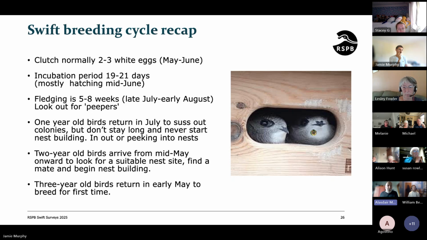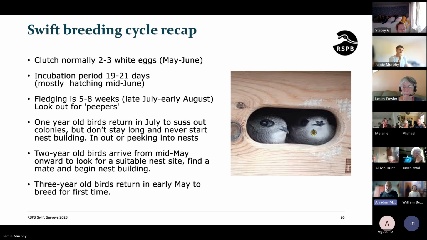The different ages of swifts come back at different times. So the 1-year-old birds will tend to come back in July to look for possible nesting sites. They're often attracted to callers, often interested in what's going on at existing nests. They usually won't go into a nest for very long. They'll often just nip in, have a quick look and come out. Or in some cases, they will just fly up and hang onto the edge and have a little peek through the doorway to see if there's any good prospects there.